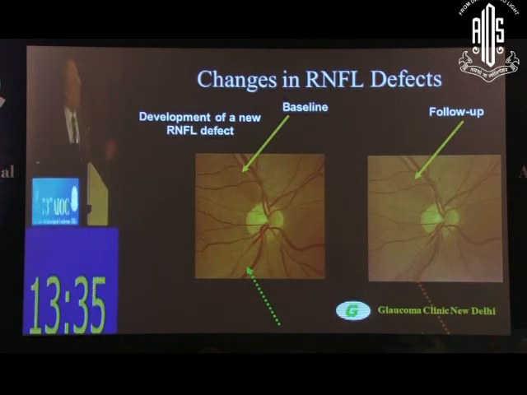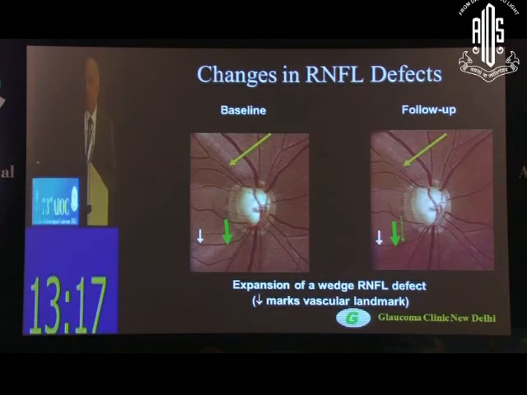Changes can happen in the nerve fiber layer defect. Now you see this patient with a nerve fiber layer defect here, but this area didn't have a defect. Over a period of time, there's a new area of nerve fiber layer defect which has begun to manifest. So again, progression, and you need to reset the target intraocular pressure for this patient.